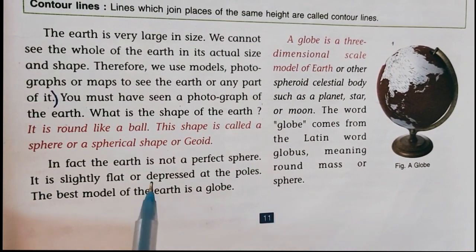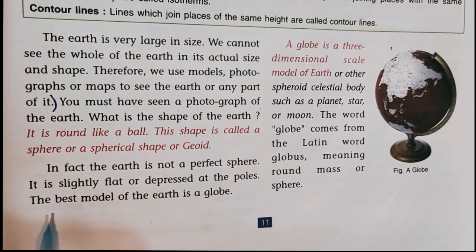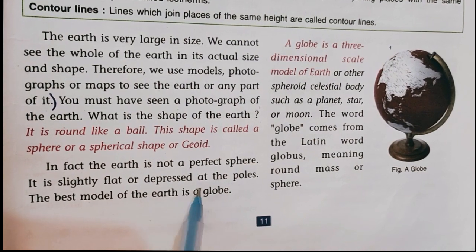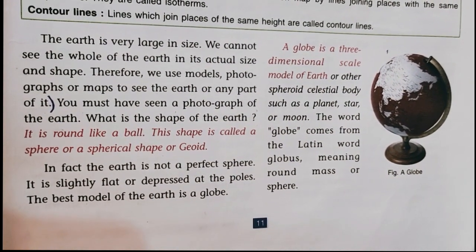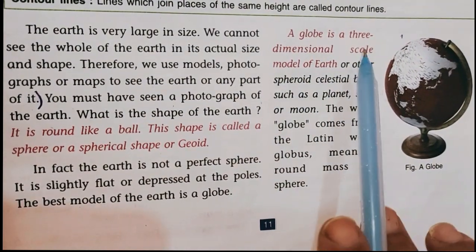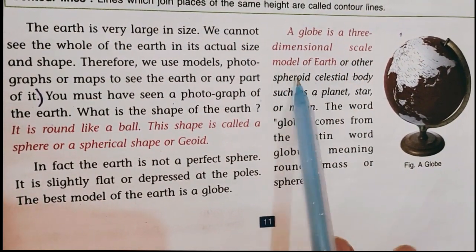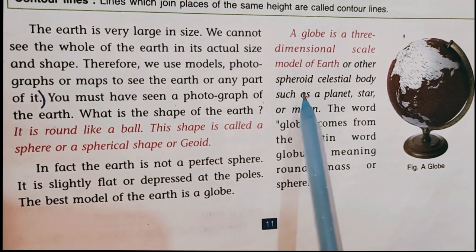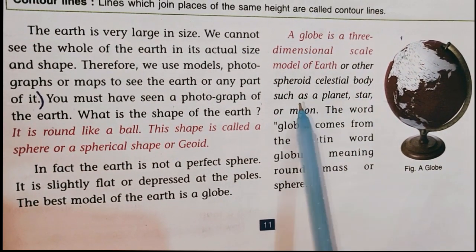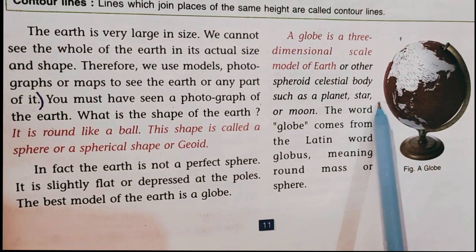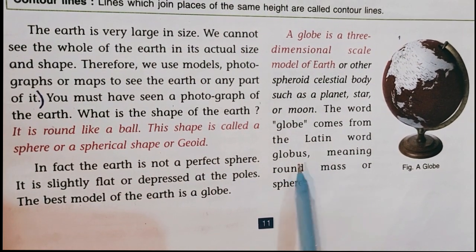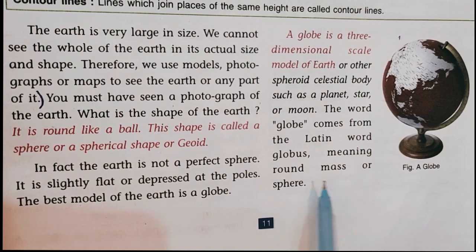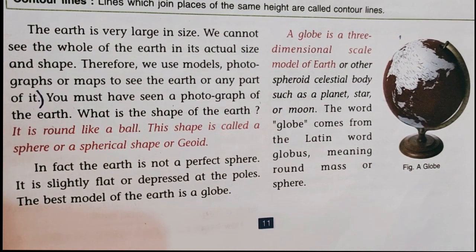In fact, the earth is not a perfect sphere. It is slightly flat or depressed at the poles. The best model of the earth is a globe. A globe is a three-dimensional scale model of earth or other spheroid celestial bodies such as a planet, star or moon. The word globe comes from the Latin word globus, meaning round mass or sphere.